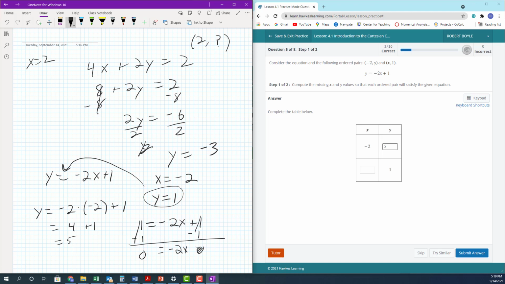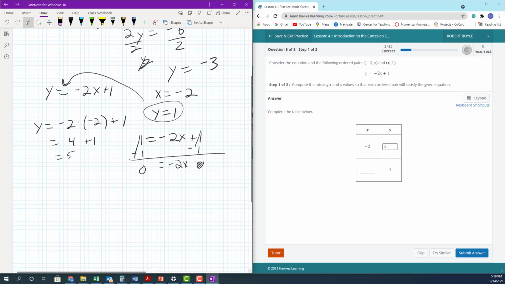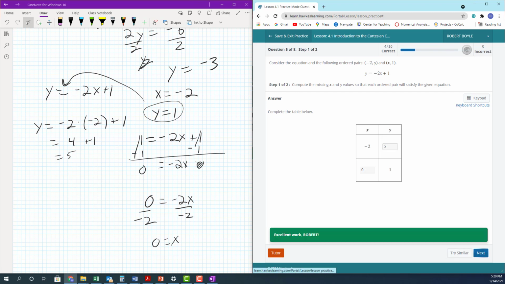Let me clean this up a bit. So when we solve this, we have 0 is equal to negative 2x. And of course, now you can see that the answer should be 0, but to bring this home, you can divide both sides by negative 2, and we have that 0 is equal to x. So this should be 0. And let's see if I'm right. Yay me, I'm actually correct.